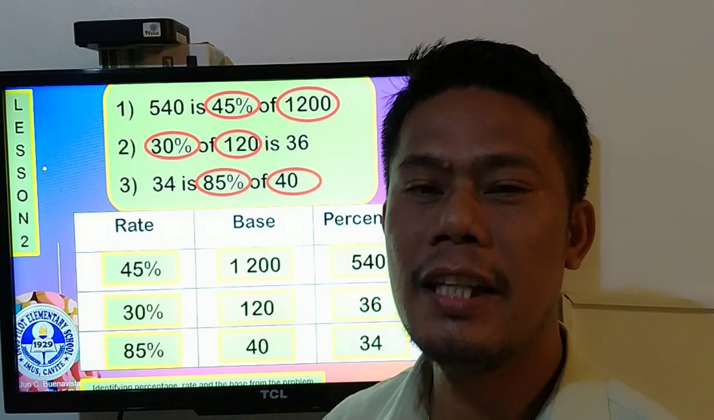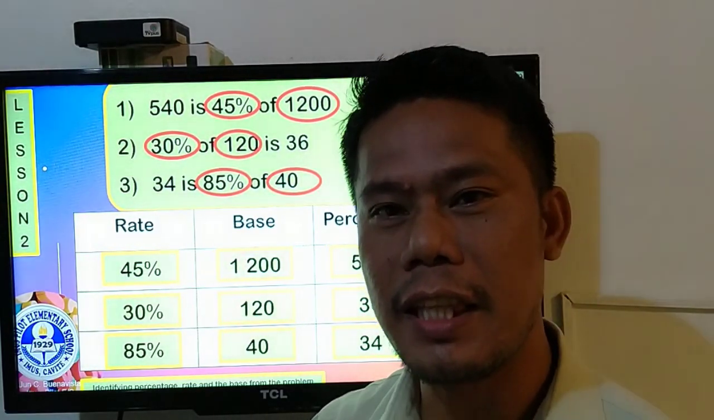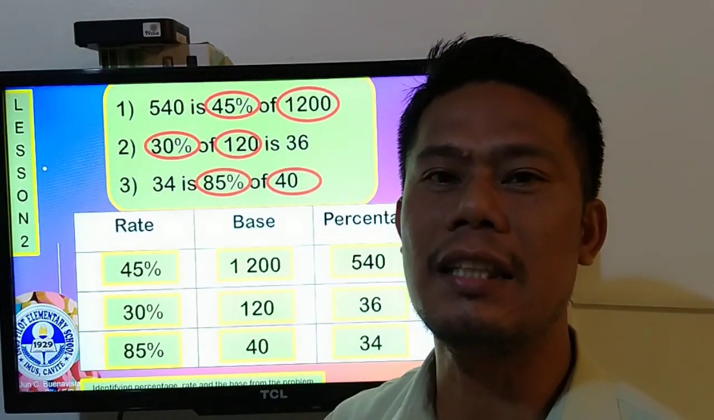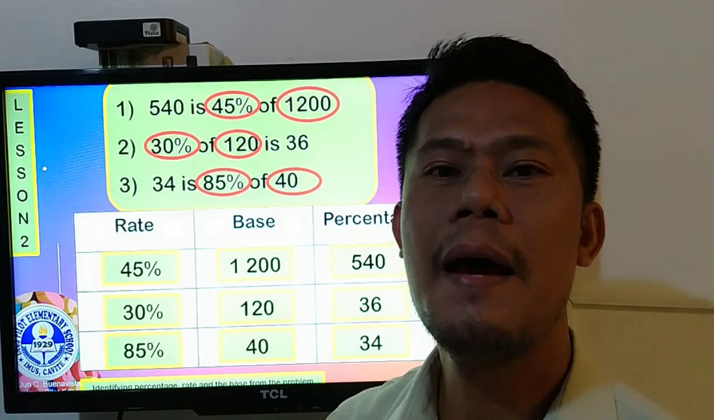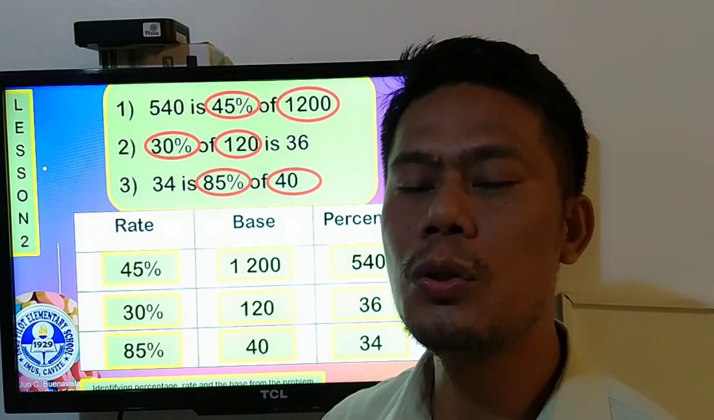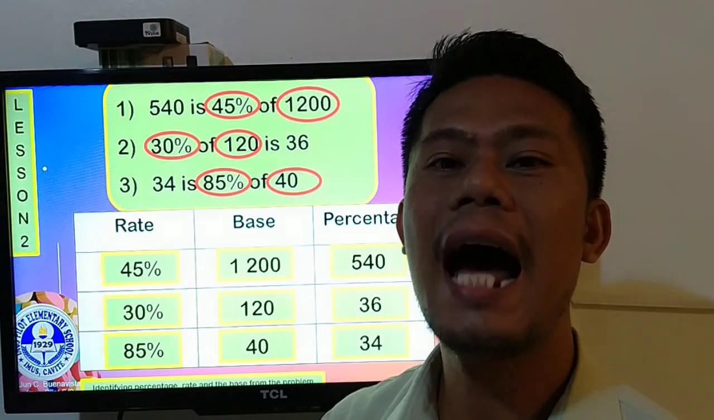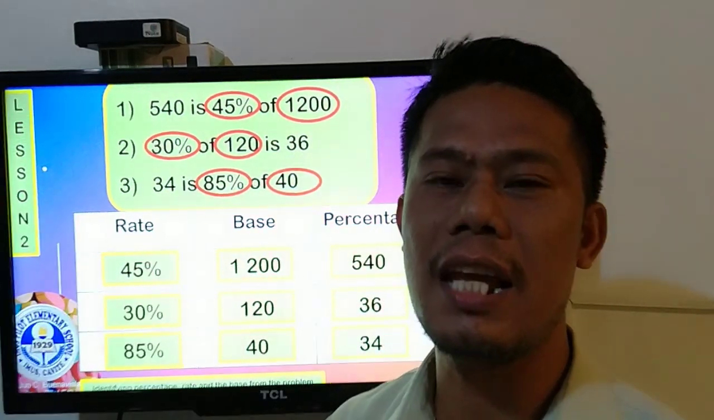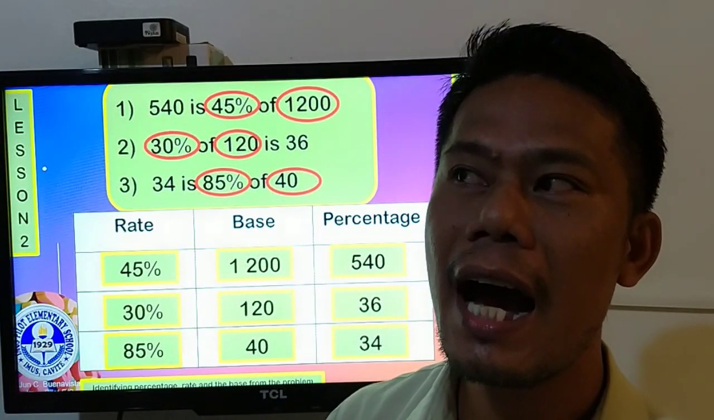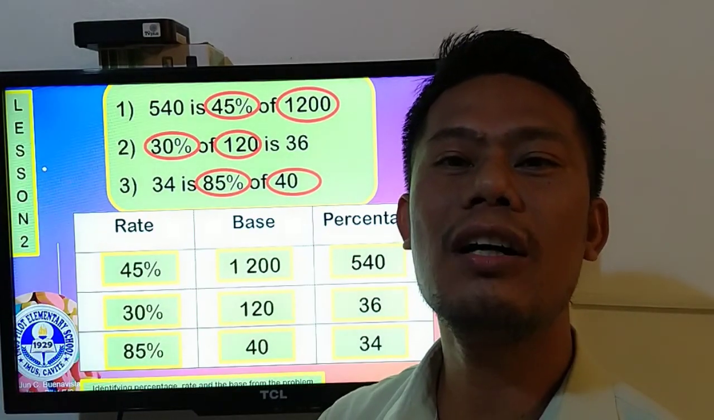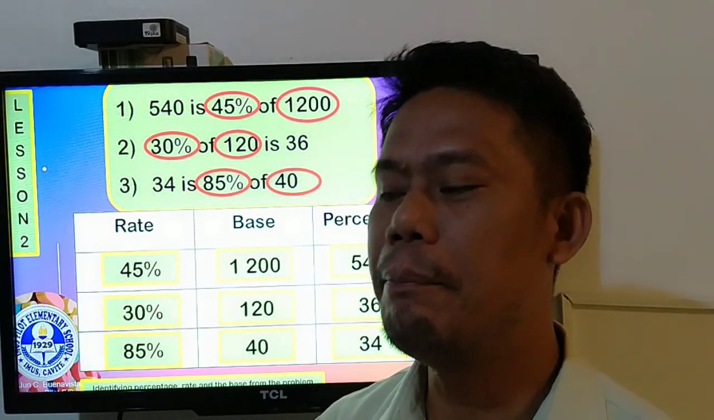Again, percent is different from percentage. Why? Because percent came from the Latin term per centum, which means per 100. Why percentage? This is the part taken from the base.